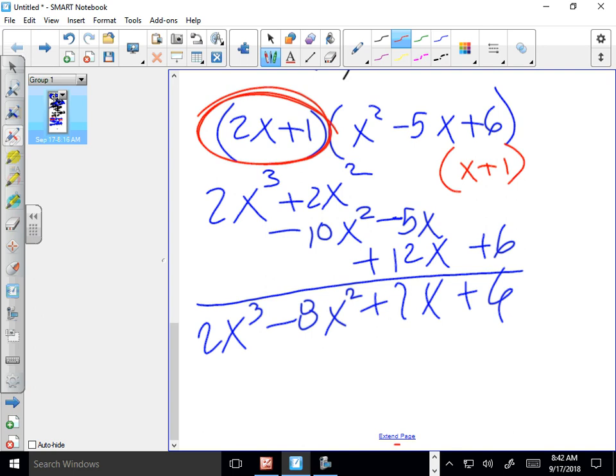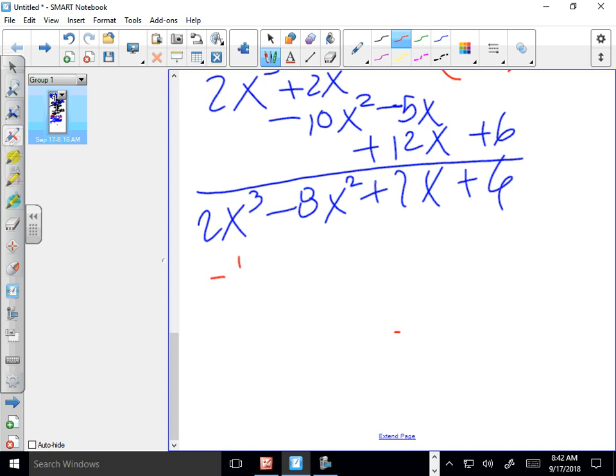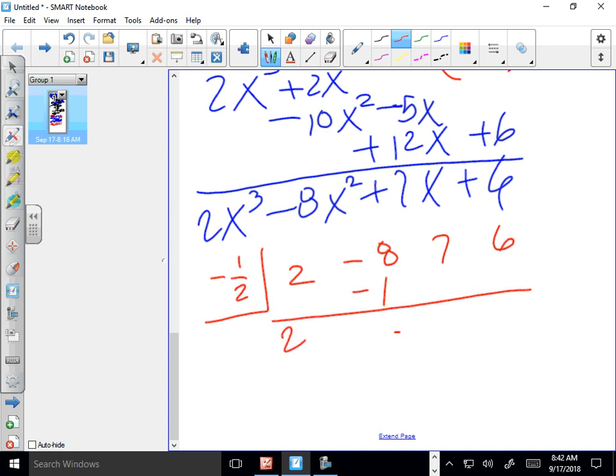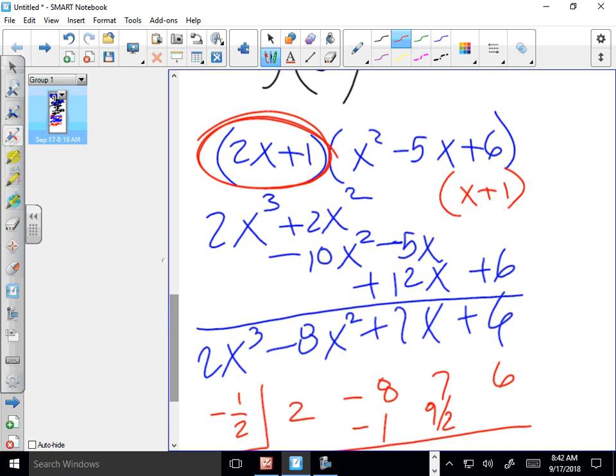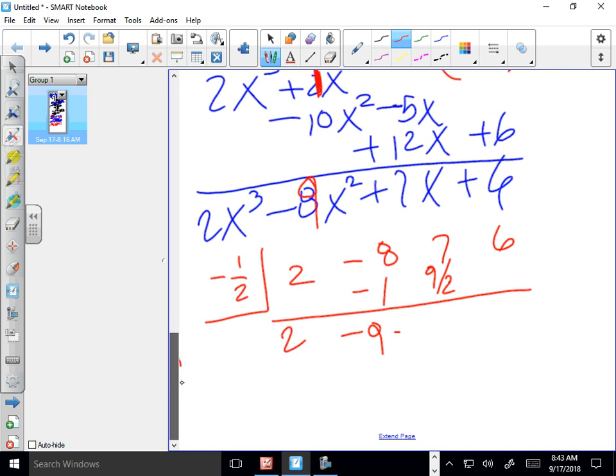Okay, so if I do this with synthetic division, I get -1/2, 2, -8, 7, 6. I bring down that 2, I multiply, I add, I multiply, 9/2. 14/2 plus 9/2 is 20. That didn't work. Why did that work? Where was my mistake in the FOIL? Did you catch it? Sorry, say it again. Here. Okay. So that's -9. Okay.